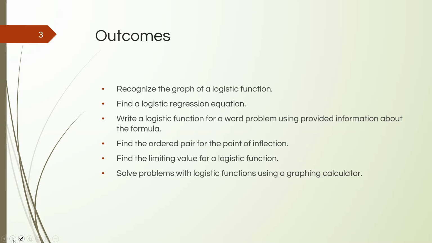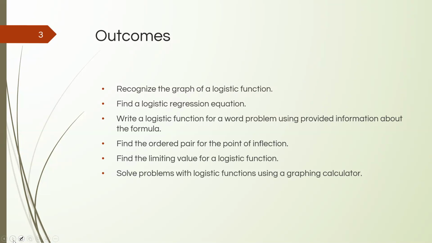The third goal will take some work, and that is to write a logistic function for a word problem. We will not be memorizing the formula this week, but we'll be using the formula. The fourth goal is to find the ordered pair for the point of inflection. That point of inflection we abbreviated as POI, and we had that very early on in the course, so we will review that. Fifth goal is to find the limiting value. Again, we did that early in the course, so we will review that.